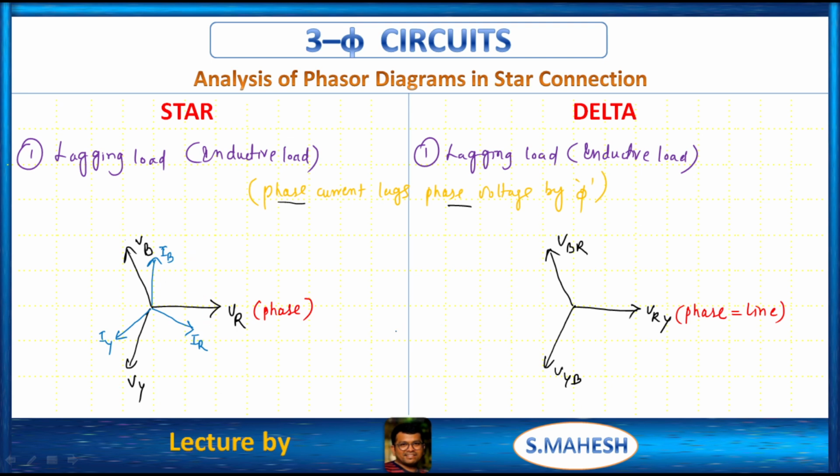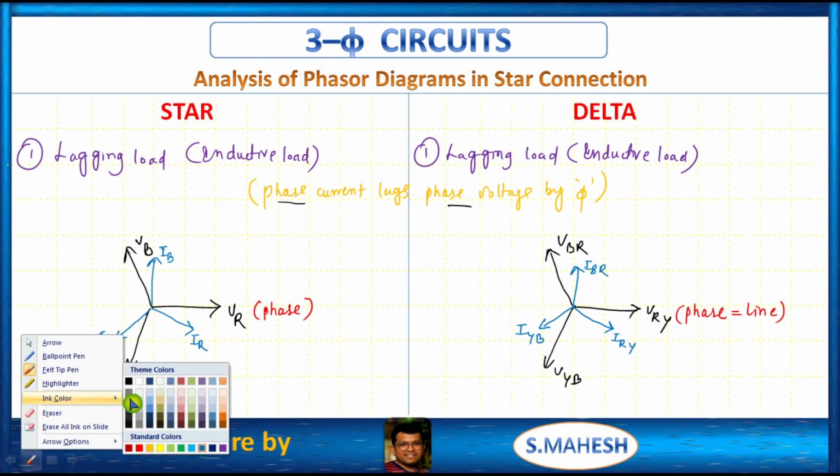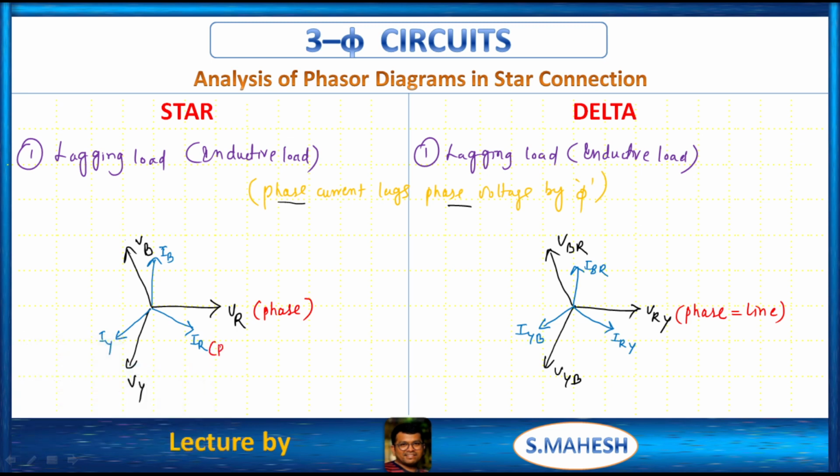Next, here also the load is a lagging load. Then here the phase current representation is IRY, right? IRY lags the phase voltage by phi. This is IYB. Then this is IBR. That's it. Phase current equals line current only in case of star. This is IRY, only phase current.